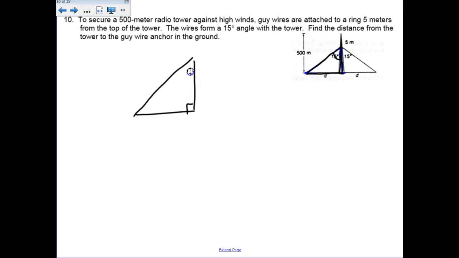Notice they already labeled that for you. Would you have put that 15 degrees right there? Would you have known to put it there? A lot of kids don't. So if you put the angle in the wrong spot on the triangle, do you remember what that does? It gives you a very wrong answer, so be careful.